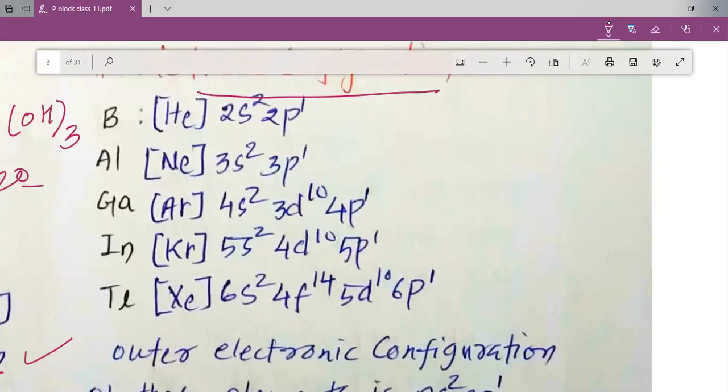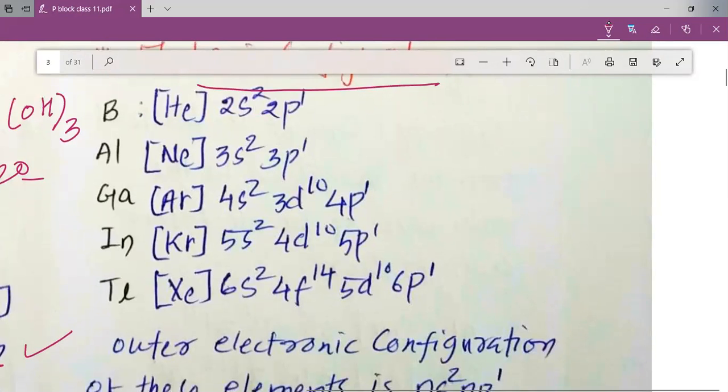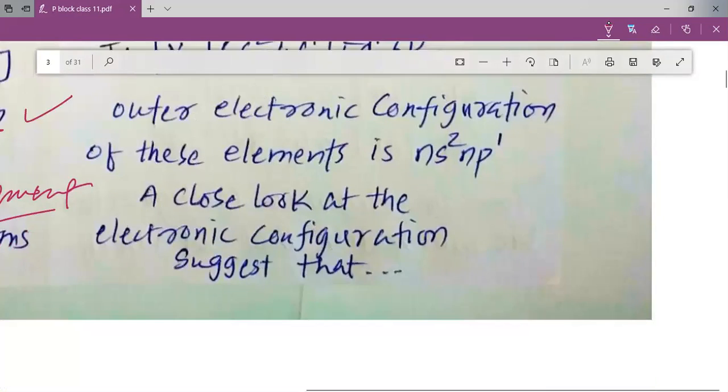You can see that boron has the electronic configuration helium 2s2 2p1, aluminium neon 3s2 3p1, gallium argon 4s2 3d10 4p1, indium krypton 5s2 4d10 5p1, thallium xenon 6s2 4f14 5d10 6p1. So you can see that the outer electronic configuration of these elements is ns2np1.